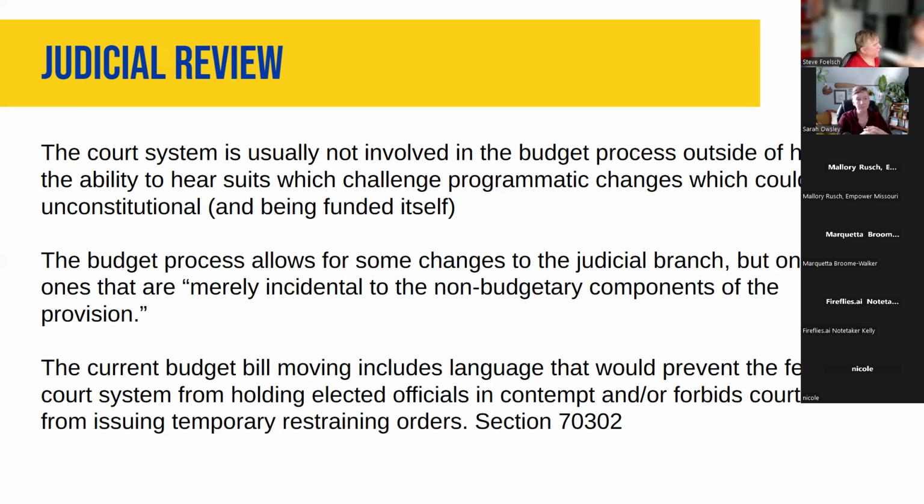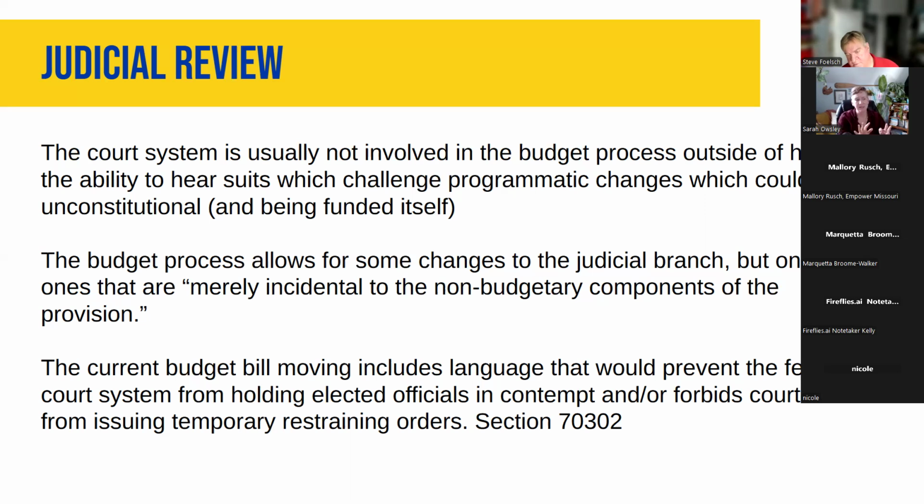Our current budget bill, and I didn't look after the weekend to see if section 70302 was still included. There were several judicial pieces of the budget that were removed by the parliamentarian, or recommended to be removed by the parliamentarian. Things like not being able to ever sue the Trump administration was in the budget, and the parliamentarian was like, yeah, that's not a thing we can do.